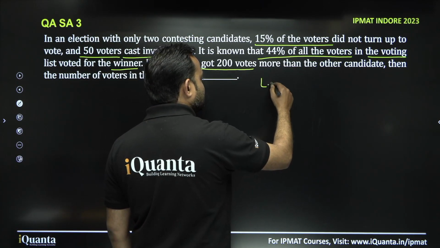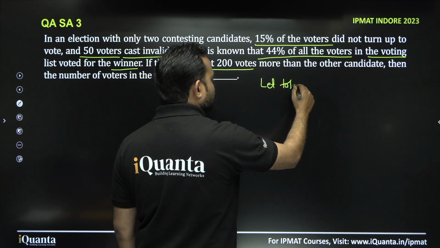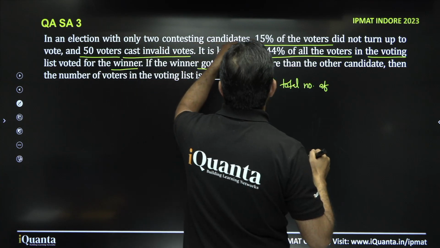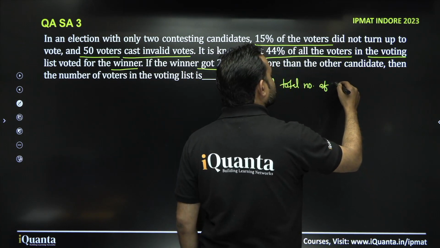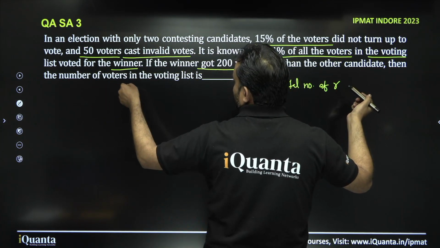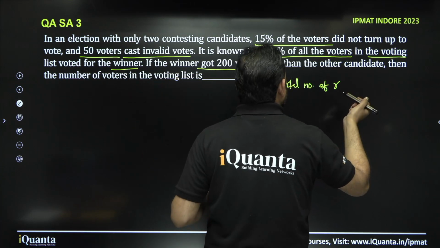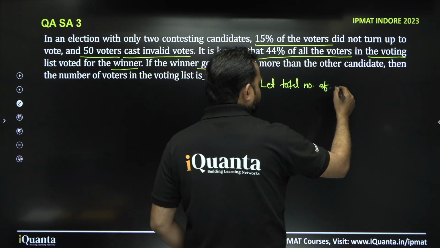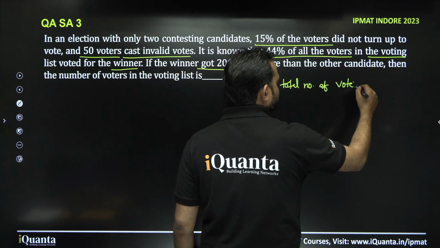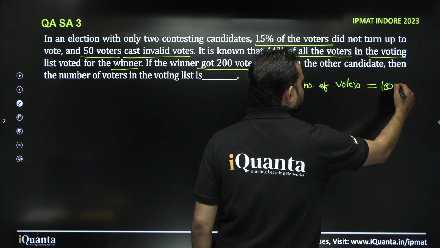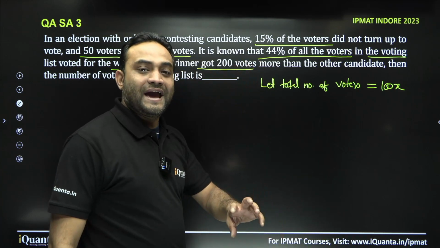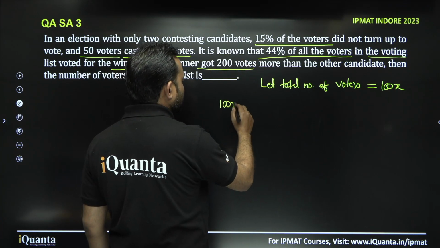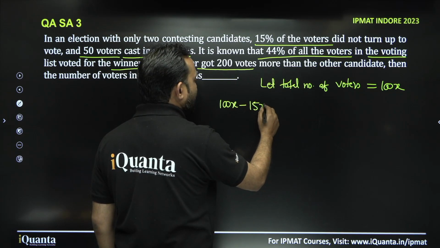सबसे पहले हम क्या कर सकते हैं? Let total number of, यहाँ दिया हुआ है number of voters, so registered voters, total number of voters in the voting list, let's say this is 100x. तो कितने लोगों ने एक्चुअल में वोट किया? तो 100x में से 15% तो आए ही नहीं.